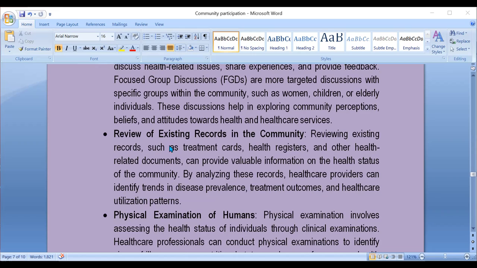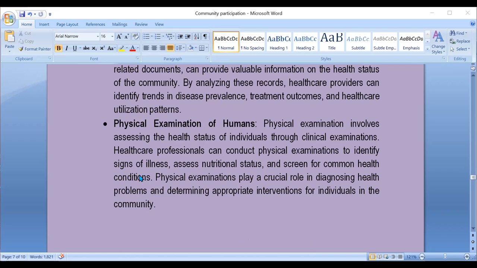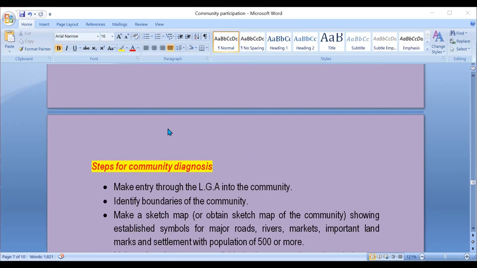You are also going to review existing records in the community, such as treatment cards, health registers, and other health-related documents, which can provide valuable information on the health status of the community. Then you are also going to carry out physical examination of humans. Physical examination involves assessing the health status of the individuals through clinical examination. So this will also help identify the type of diseases they are suffering in that community.